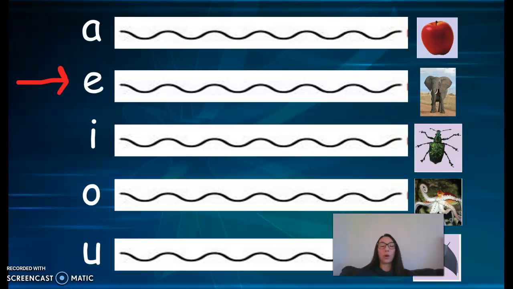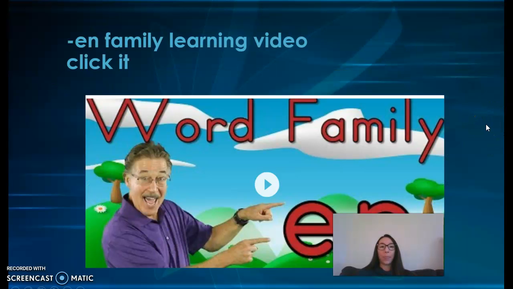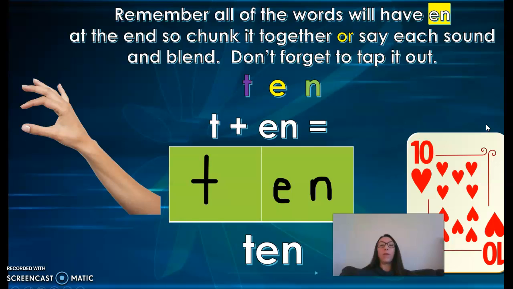Remember, this is going to be short E, like elephant. Remember, all of the words have N at the end, so you can chunk them together or say each sound and tap it out. T, n, ten, and blend it together. All right, here we go.